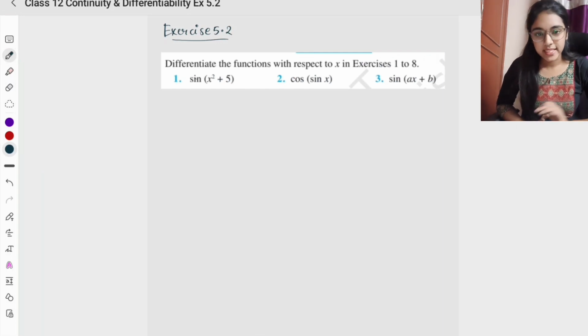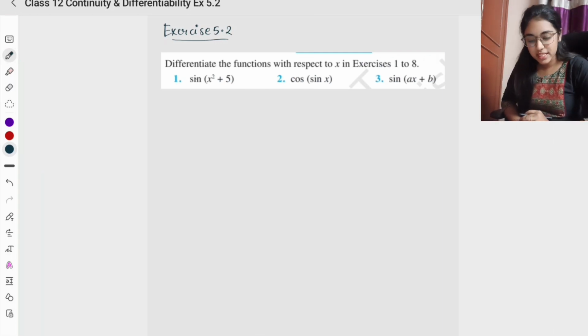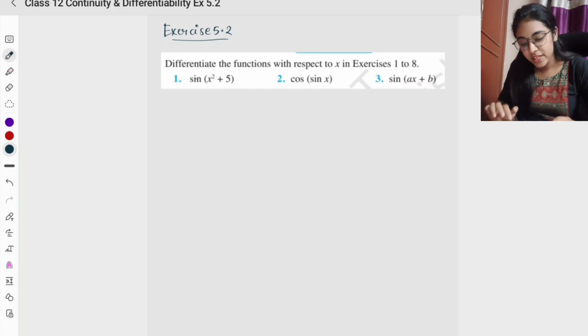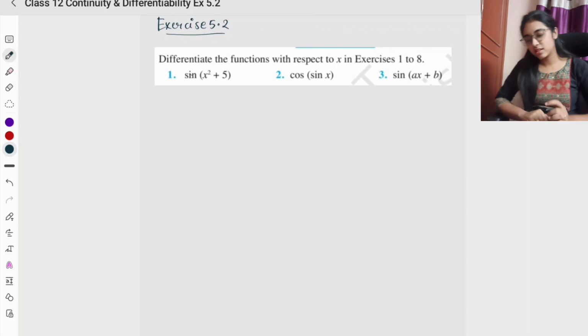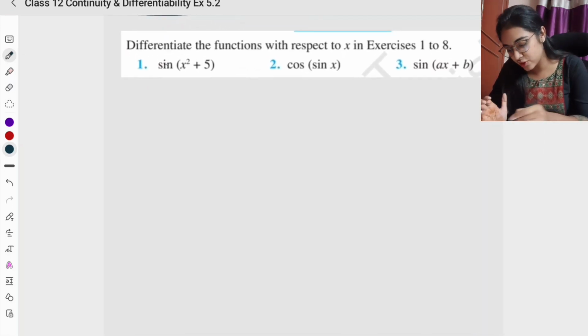Now, moving on to exercise 5.2. இதுவுமே அதே cases தான். So, I'm going to solve each and every question. So, differentiate the functions with respect to x in exercise 1 to 8. So, இப்போ first question என்ன? Let me solve each and every question.